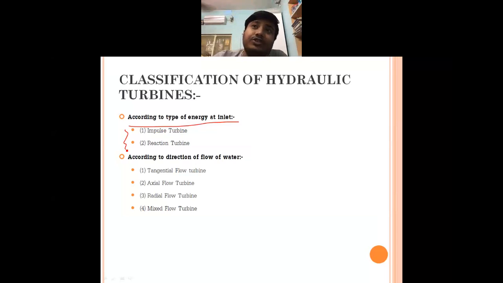Next, as per the direction of the flow of water, the hydraulic turbines are classified into four parts. One is tangential flow turbine, the second is axial flow turbine, then radial flow turbine, then mixed flow turbine.